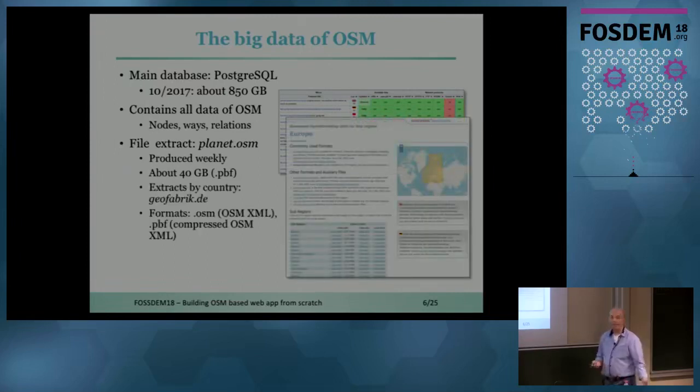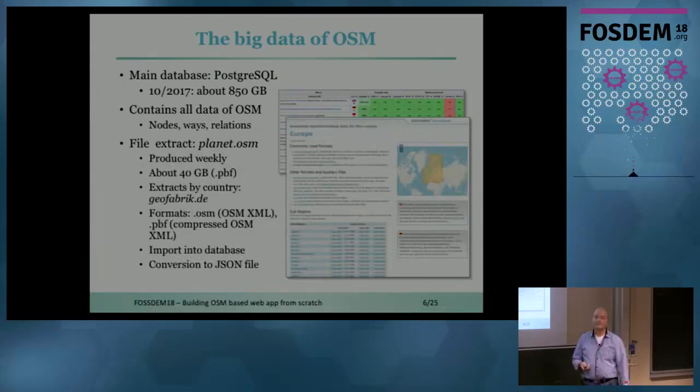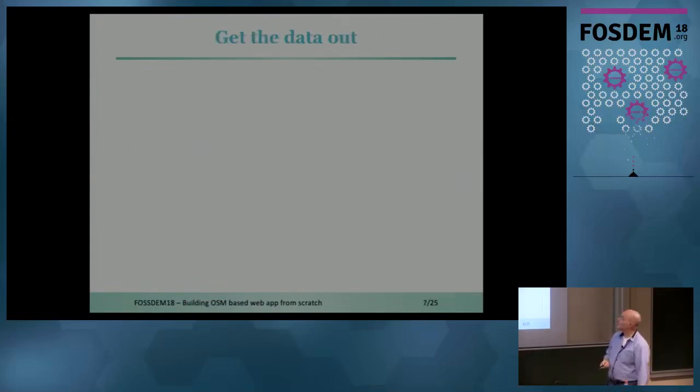But you can also get little extracts by country or by continent, for instance from Geofabrik, a company in Germany, which produces these extracts on a regular basis, daily, I think, or quite often. You can download it and use it in your applications. The formats are mainly OSM, that's an XML derivative, and PBF, that's a compressed format of that. You can use this data to import into your own databases in your application if you want, or you can convert it to JSON files, and these JSON files you can use in your applications as well.